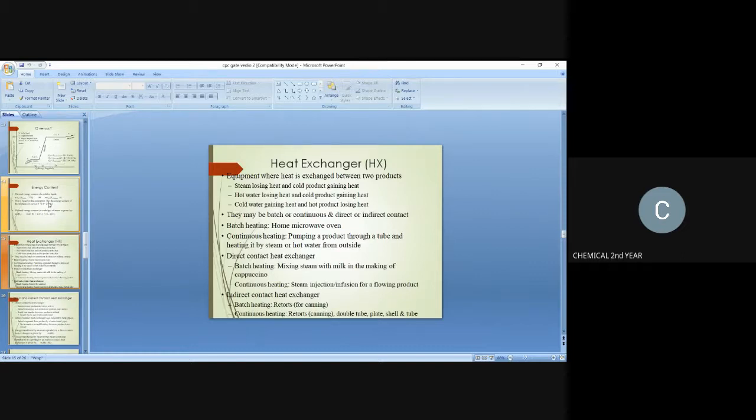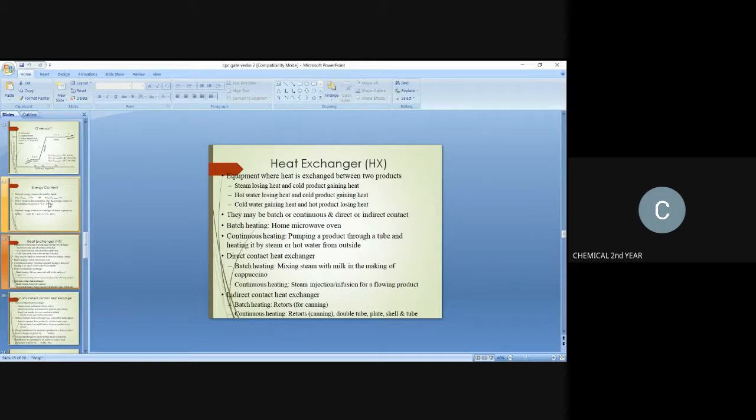An equipment where heat is exchanged between two products is known as a heat exchanger. Steam losing heat and cold product gaining heat. Hot water losing heat and cold product gaining heat. Cold water gaining heat and hot product losing heat. They may be batch or continuous, and direct or indirect contact.